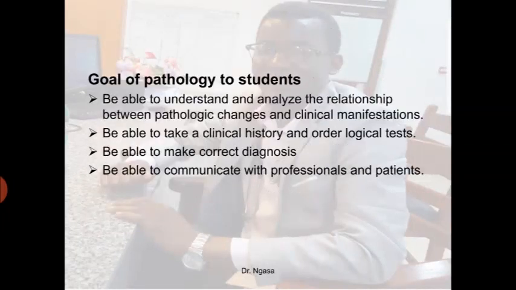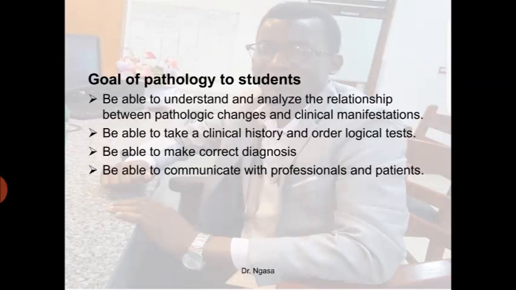So there are goals of pathology to students. You as a student, why do you study pathology? There are goals which you have to acquire after this study. First of all, you have to be able to understand and analyze the relationship between pathological changes and the clinical manifestations. Meaning that after studying pathology, we expect you to have knowledge. From the previous slide, we have seen that pathology deals with the changes which occur in the cells, tissues, and organs. And these changes manifest as certain symptoms or signs.